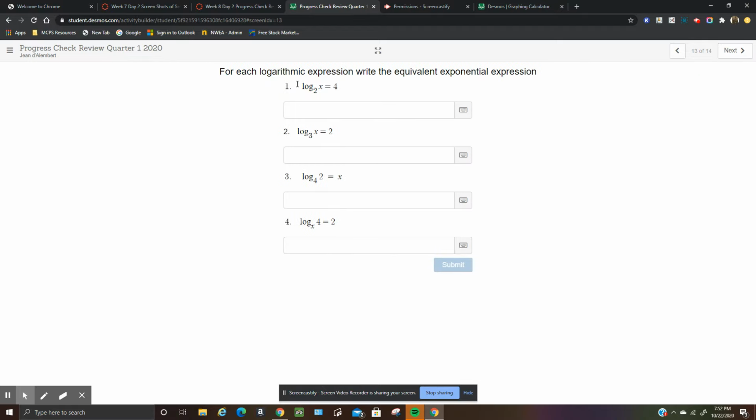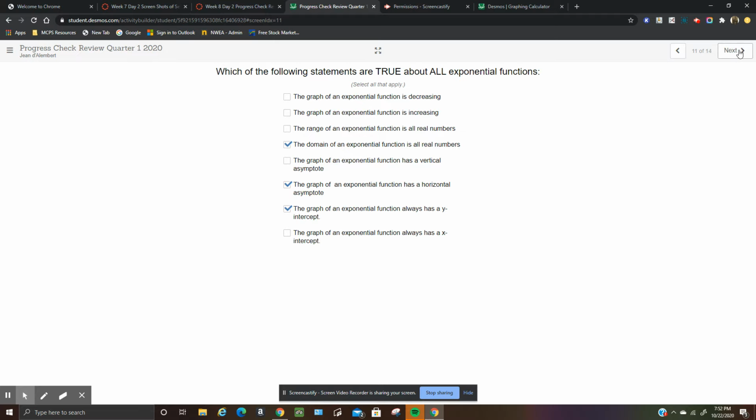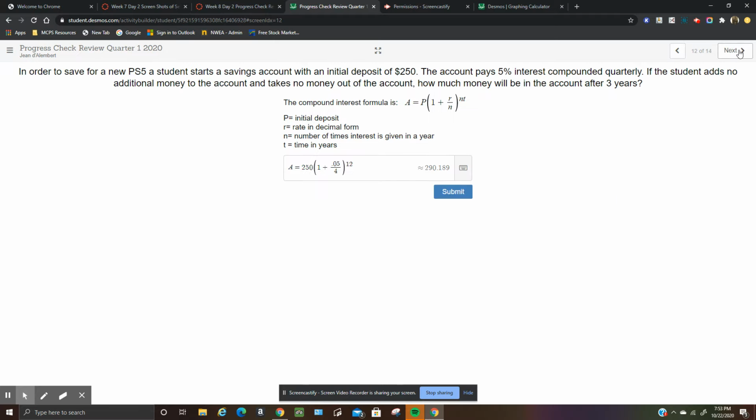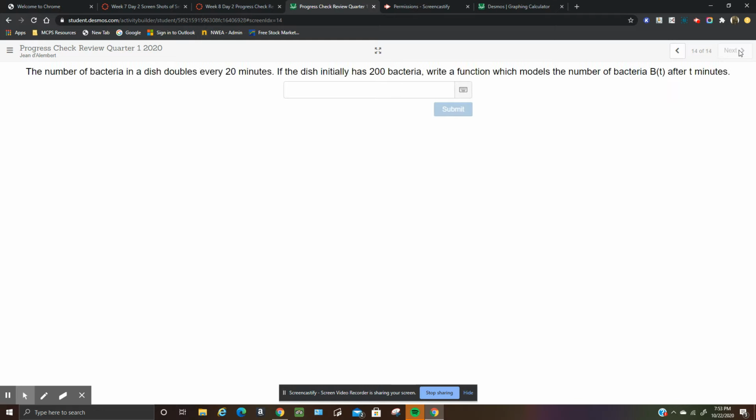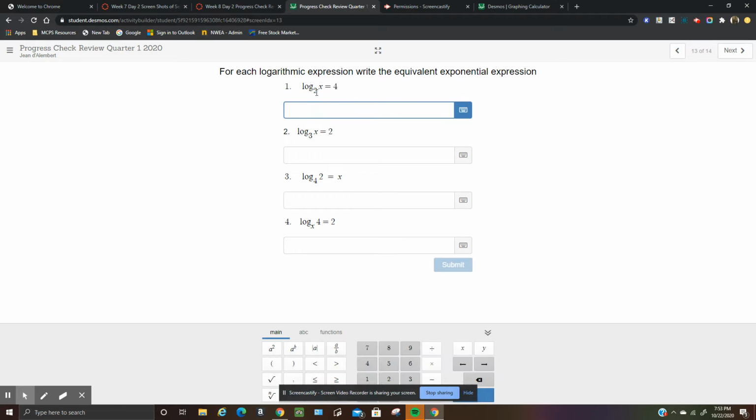All right, and to write these in exponential form, I'm going to give you some practice on slide 12, especially, and 13 and 14. All right, so for slide 12, we didn't get to logarithms yet, but it's just writing, this is the base, and this is the exponent, and this is the number.